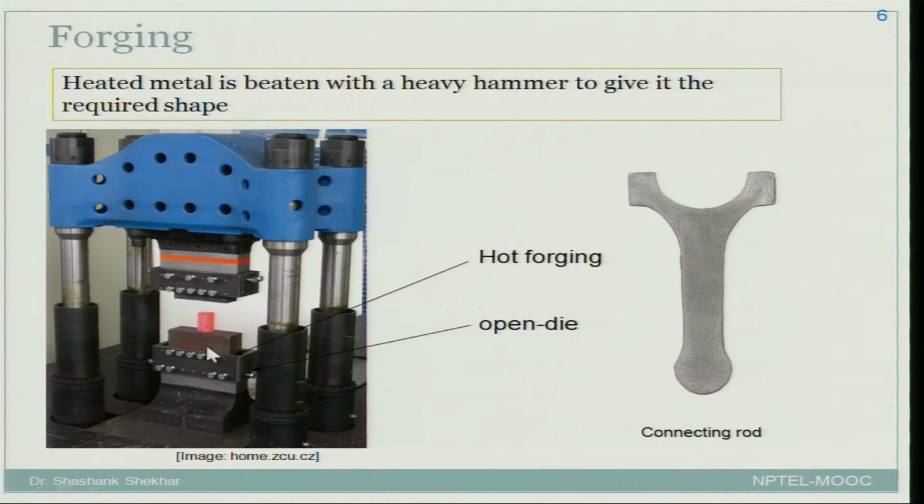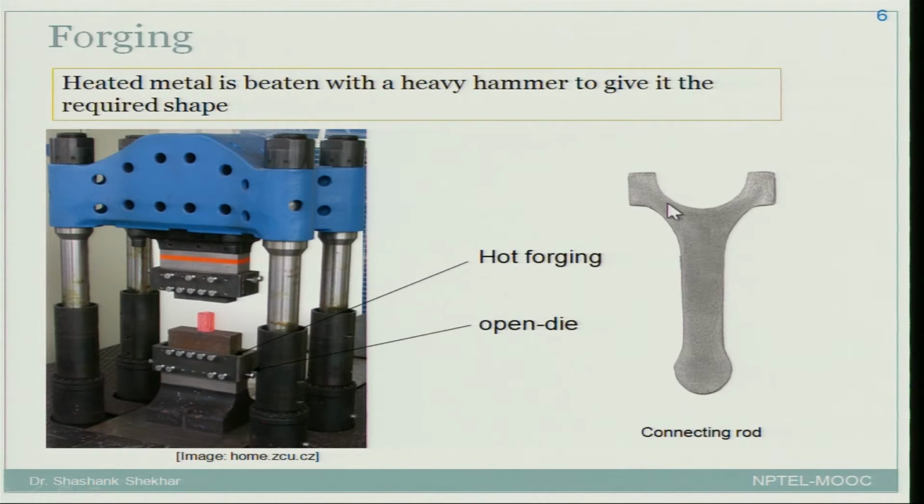The drawing or the image shown over here is called an open die, meaning you don't have any preferred shape given into the die, but at the same time there are other methods, for example closed dies, where you can get desired shapes. For example, you get these kinds of connecting rods which are widely used in your automobiles, in two-wheelers. These rods are again manufactured using forging, but using closed die forging.